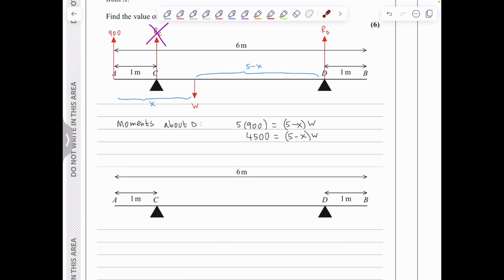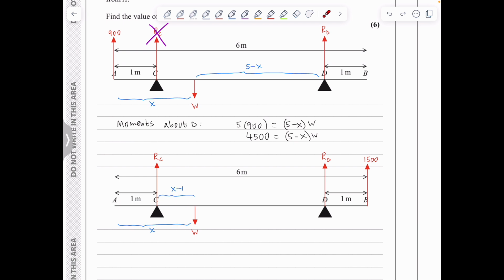We are then told that a force of magnitude 1500 newtons is applied at B acting vertically upwards, and this time the girder is about to tilt about C. So let me add the forces in a second diagram. We've got the weight W, we've got the 1500 newtons acting vertically upwards at B, we've got the reactions at C and D. We know that W is at a distance of X from A, which makes the distance of W from C simply X minus the 1 meter there.